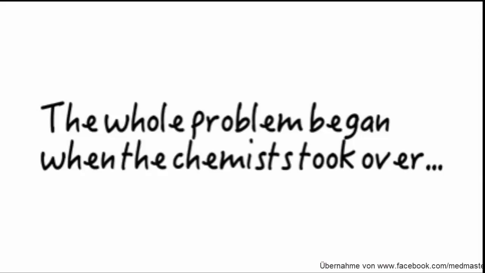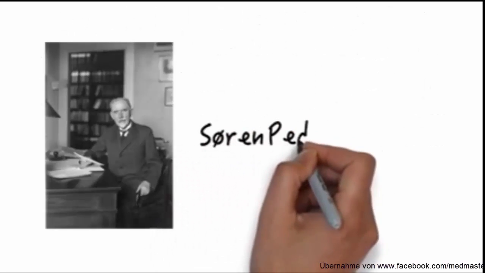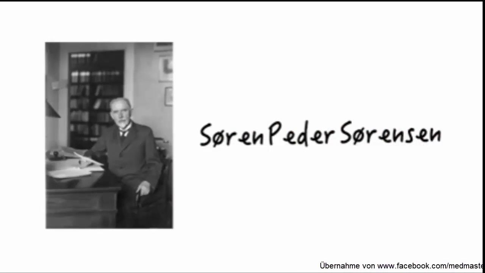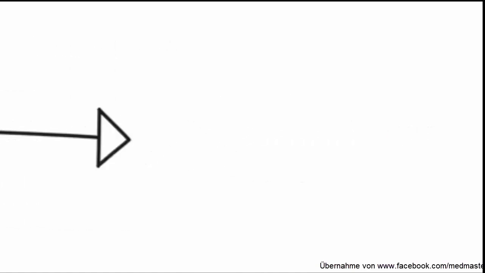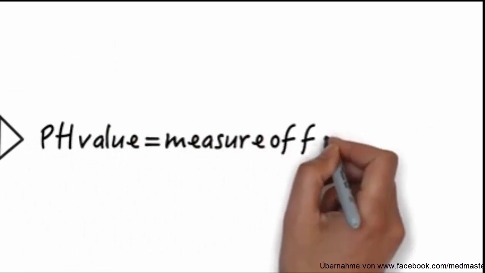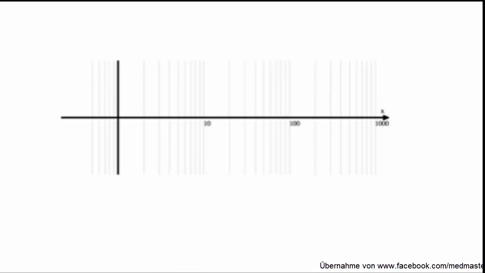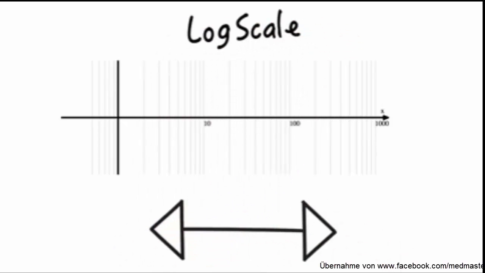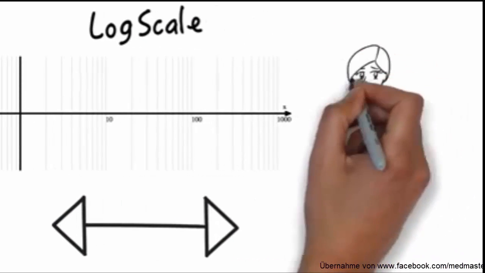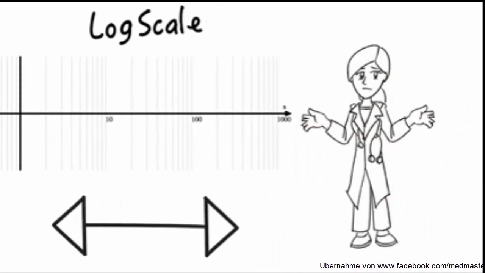The whole problem began when the chemists took over. In 1909, the Danish chemist Søren Peter Sørensen introduced the pH value as a measure of free hydrogen ions. The advantage of the pH value is that it represents the concentration of hydrogen ions on a log scale. Therefore, it covers a wide range of concentrations. The disadvantage is that it's not really intuitive.